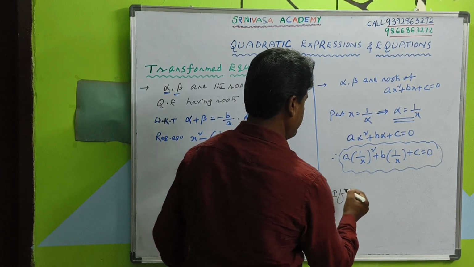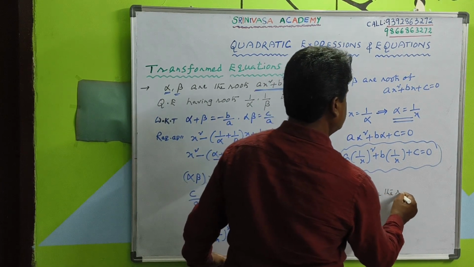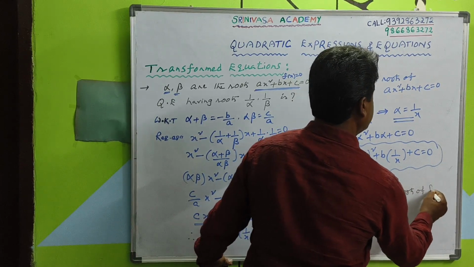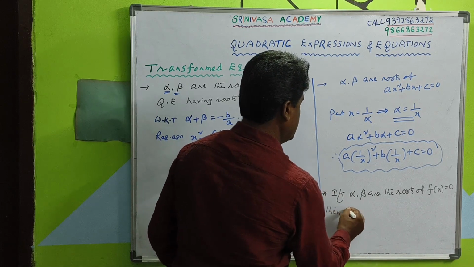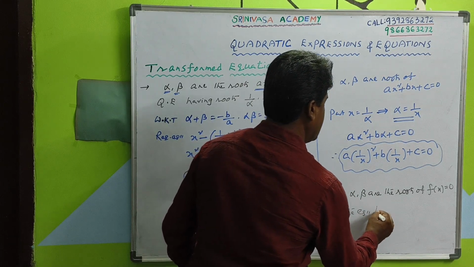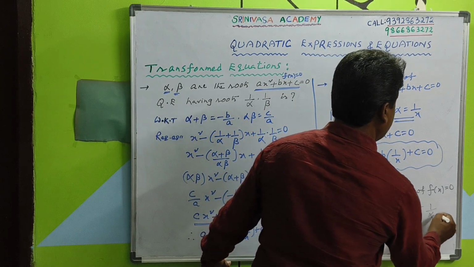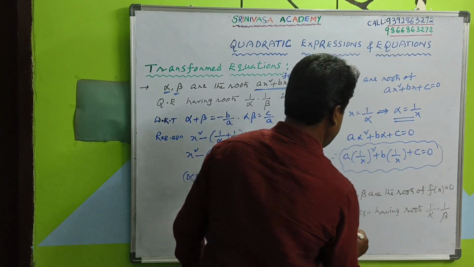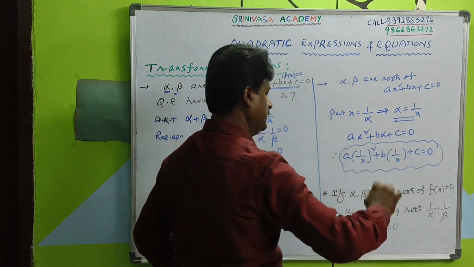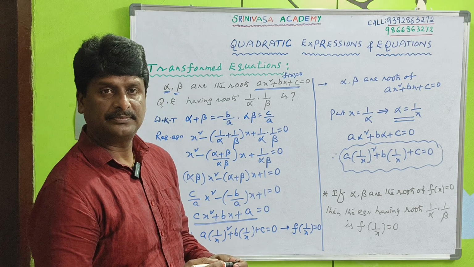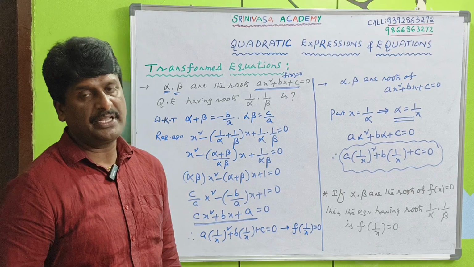If alpha, beta are the roots of whichever the equation f of x is equals to 0, then the equation having roots 1 by alpha, 1 by beta is f of 1 by x is equals to 0. So this is the conclusion. Okay. Similarly, we can write some more transformed equations.